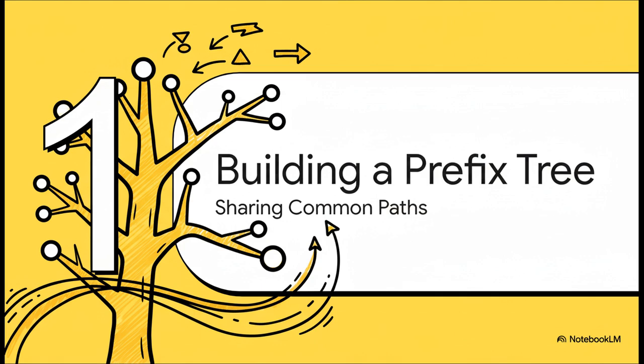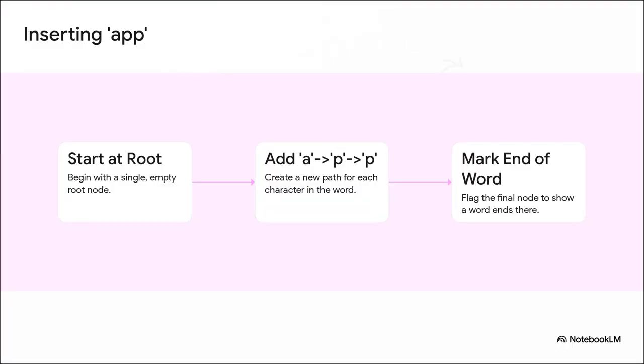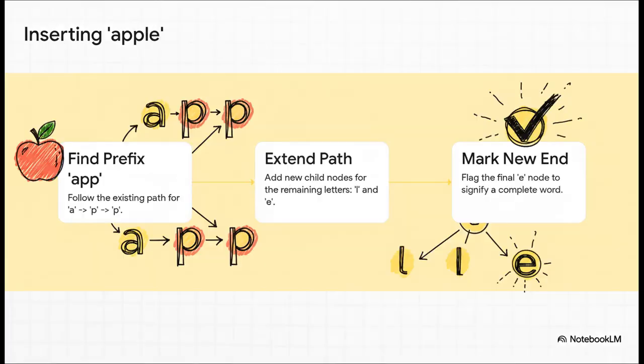The whole idea, the core concept, is to share the path for as long as the words have letters in common. Everything starts with a single empty root node. Think of it as our starting point. Now, let's say we want to insert the word app. We simply create a new path, a branch for A, which then leads to a branch for P, which finally leads to one more P. And here's the most important part. We have to mark that final P node with a special flag that says, hey, a complete word ends right here.